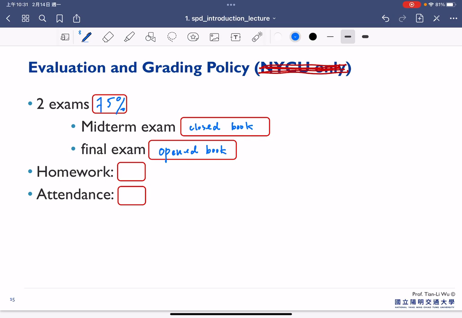Okay, yes? Can I ask what is the total score for each exam? It's half. Yes, it's half. So we have 75%, so each one is 37.5%. Will that be held online or on paper? Ideally, it will be held in the classroom. Yes. If there is a certain urgent situation and we are not able to run it physically, we can still run it online.